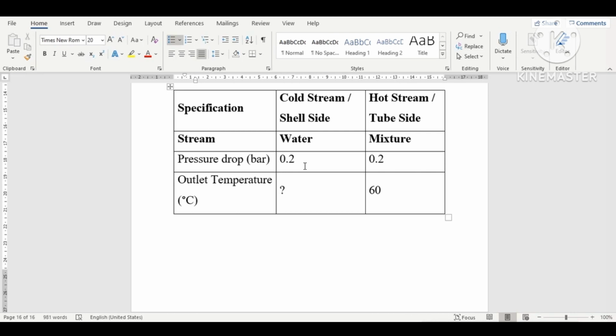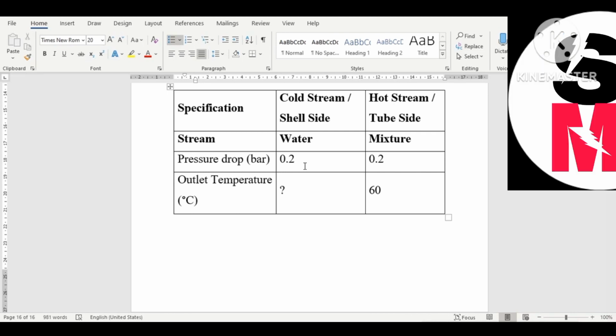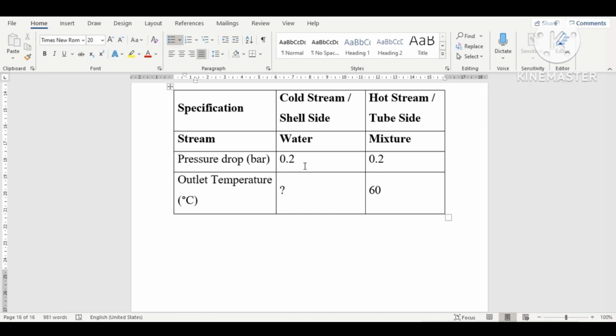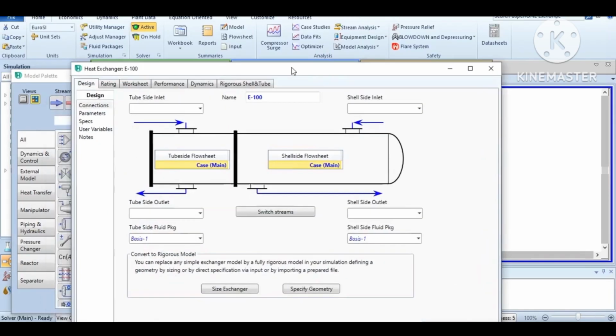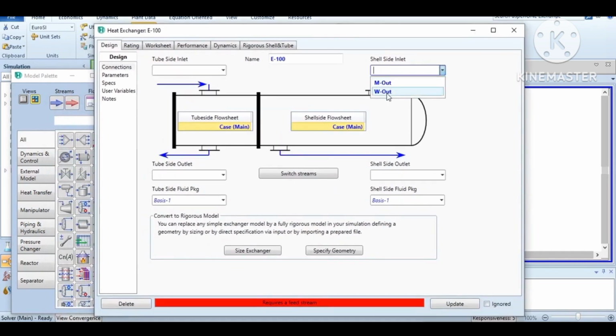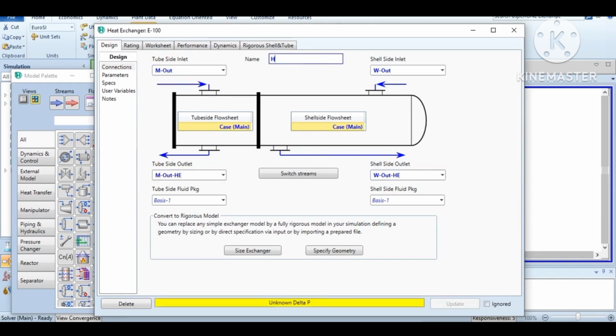The pressure drop at both sides, shell and tube, is 0.2. The outlet temperature of the hot stream, which is at the tube side, is 60 degrees centigrade, and we have to compute the outlet temperature of the cold stream, which is on the shell side. So going back to Aspen HYSYS, we will click heat exchanger, place it over here, and do the connections. At the shell side, water is entering, so the outlet will be W out, and I will label it as W out HE, W out heat exchanger. Similarly, M out, and I will label it as M out HE.